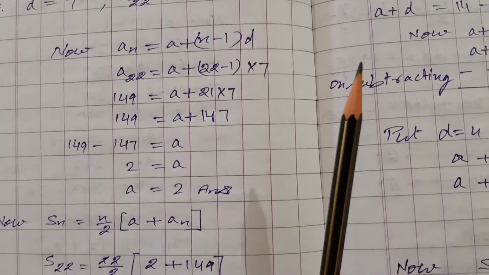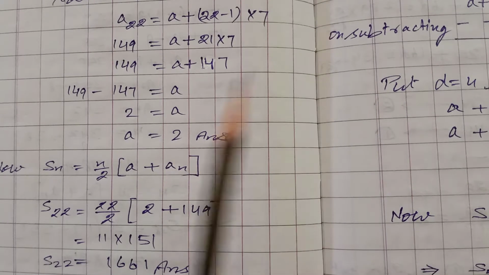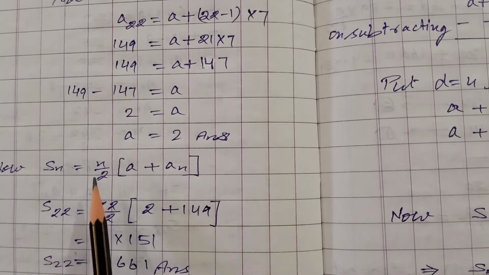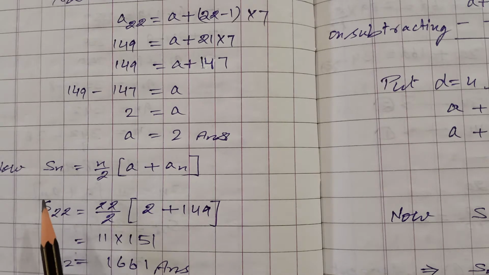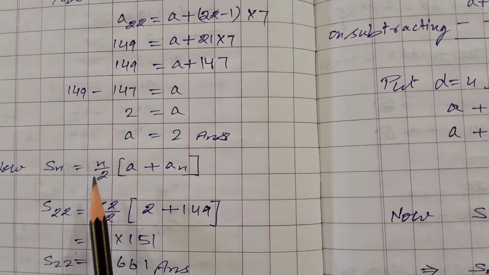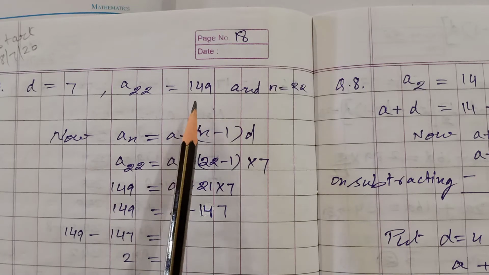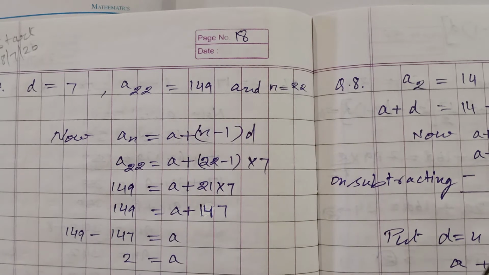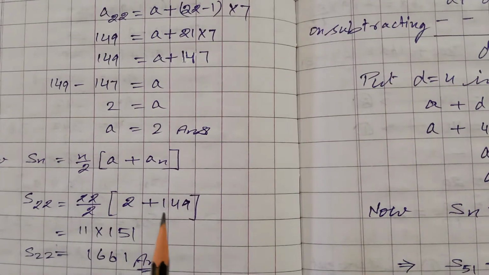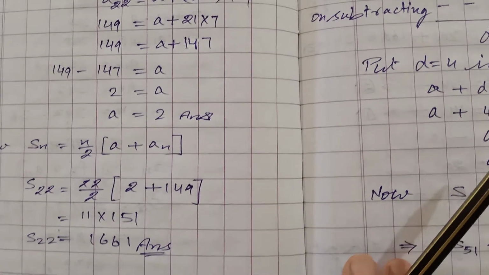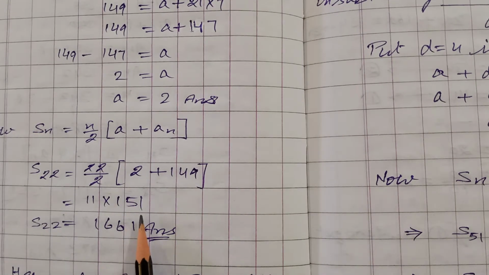Now we find the sum S22. We write the formula of Sn is n upon 2 bracket a plus an, where an is the last term. Value of n is 22. So we write S22 equals 22 upon 2 bracket, value of a is 2 and last term A22 is given as 149. So we write 149 plus 2, 151.